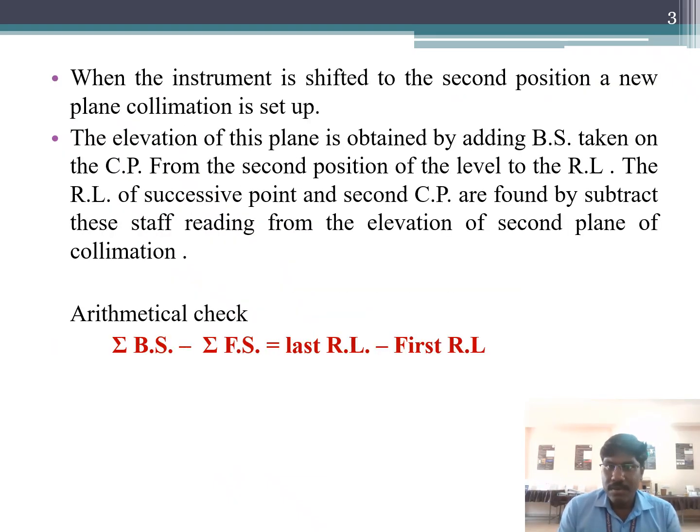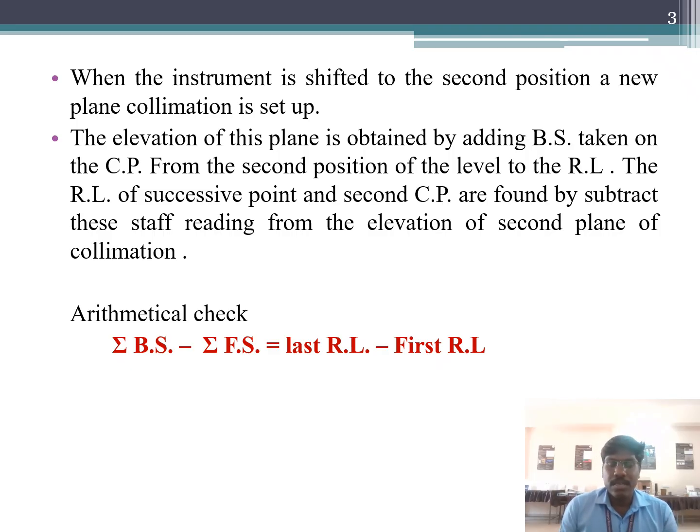When the instrument is shifted to the second position, or a new plane of collimation is set up, the height of instrumentation is calculated again for measuring the intermediate RL. The elevation of this plane is obtained by adding the backsight to the change point from the second position of the level to the RL. The RL of consecutive points and the second change point are found by subtracting the reading from the elevation of the second plane of collimation.